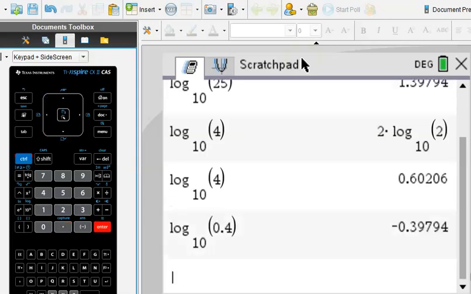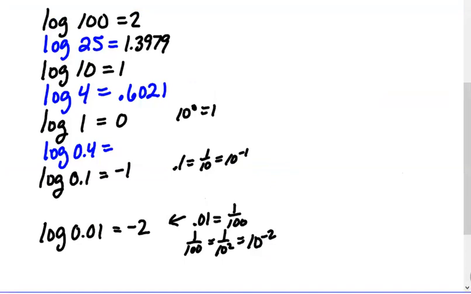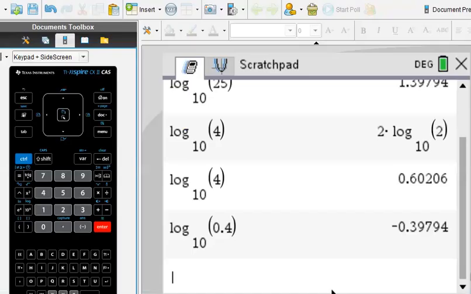And you get, ooh, negative 0.39794. Okay, so this is negative 0.3979. So we saw that number already before. So what happens with log of 0.04? What's that going to end up being? Let's check that one out.